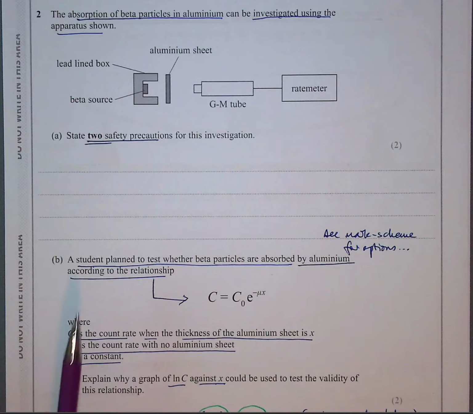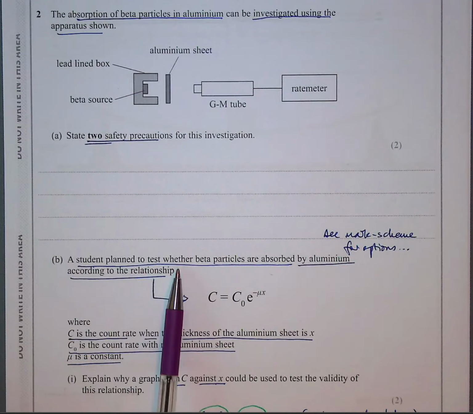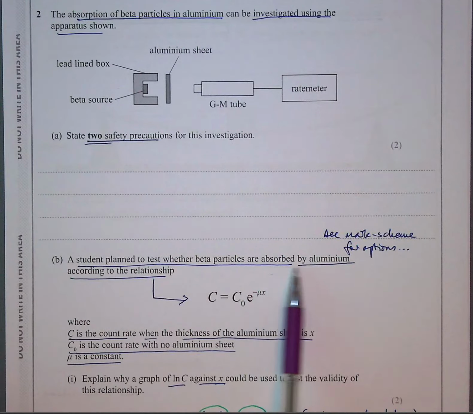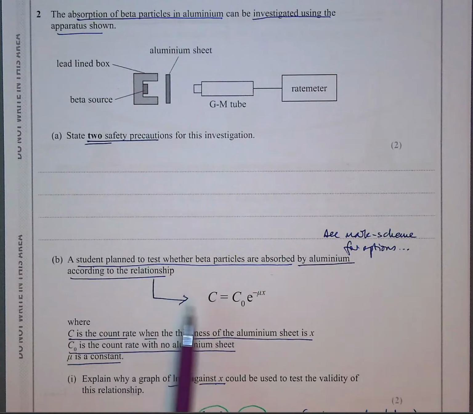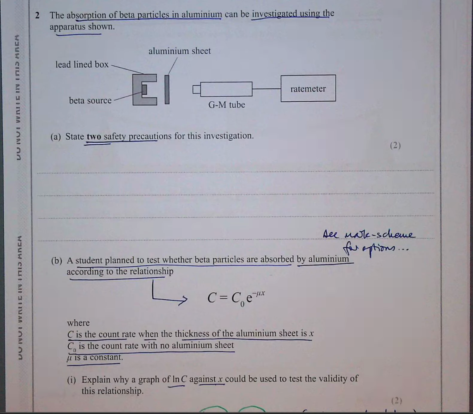Question 2, Part B: a student planned to test whether beta particles are absorbed by aluminium according to the relationship C equals C naught e to the minus mu x, which is the half thickness value. It's one of the core practicals. They usually use gamma radiation, so this is a variation on that theme for the core practical.